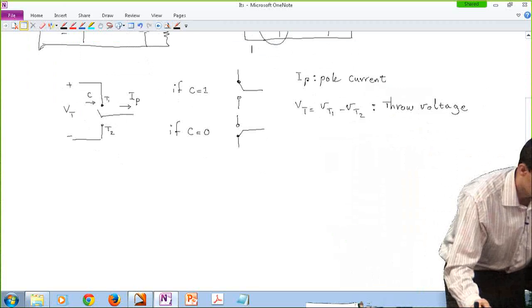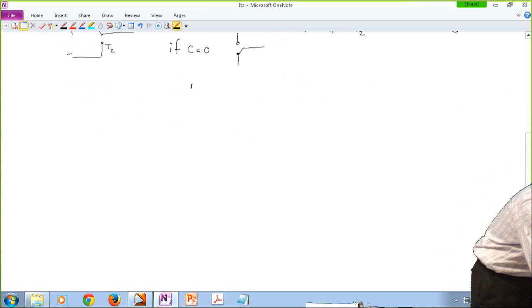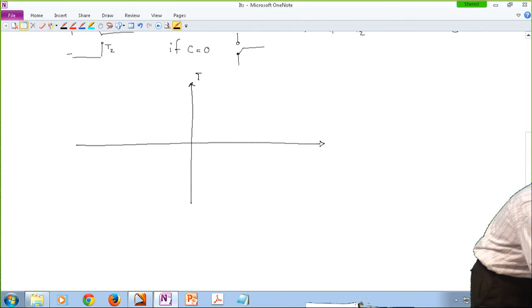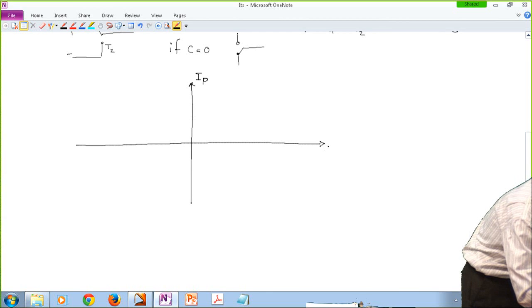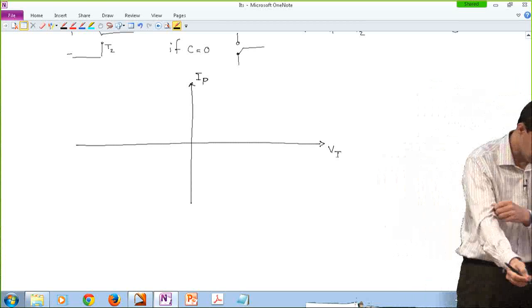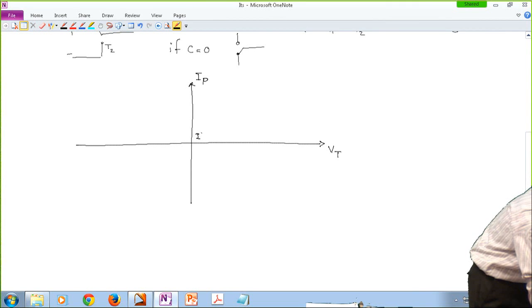If I want to draw the diagram, we are looking at a diagram like this. Let's say we have the pole current drawn versus the throw voltage. And if they are both positive, that means we are in the first quadrant. And our example was the buck converter. And our switch realization was something like this.